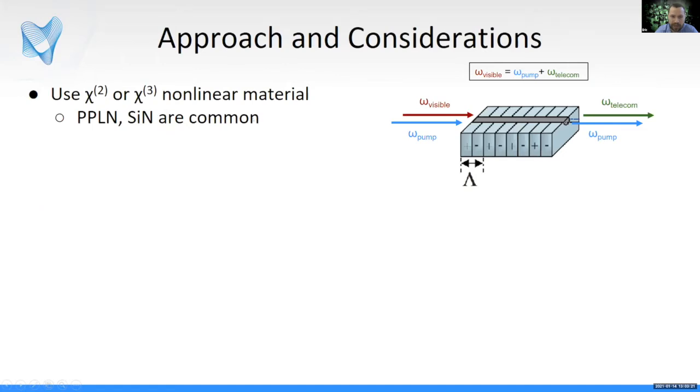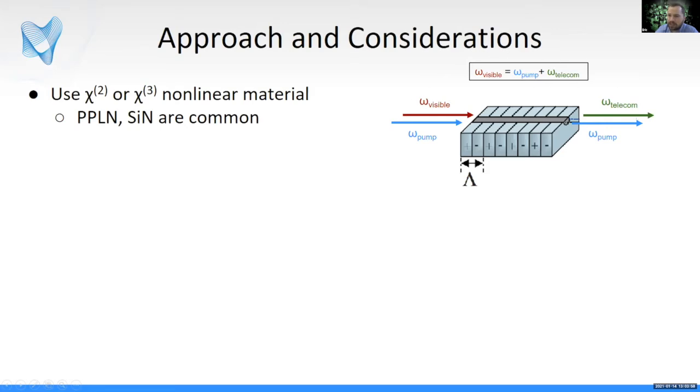So how do you actually do that? Typically, this is done using some type of nonlinear material with either a Chi2 or Chi3 nonlinearity. Periodically poled lithium niobate, or PPLN, is an example of a Chi2 material. Silicon nitride is very common for Chi3 type approaches. The basic idea, without getting too much into the details, is that you have your visible wavelength and you pump it with some other frequency. The interference of these two, mediated by the material, basically converts this visible wavelength to some telecom wavelength, obeying the relationship here.